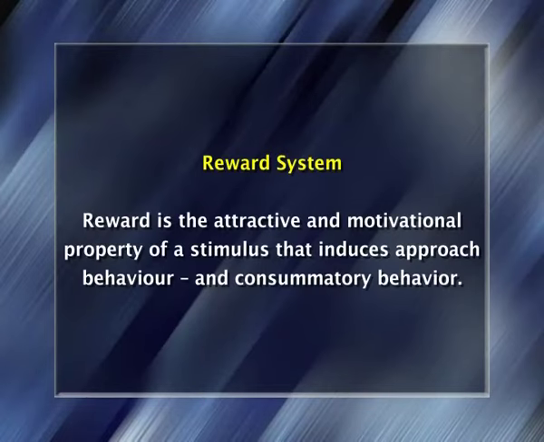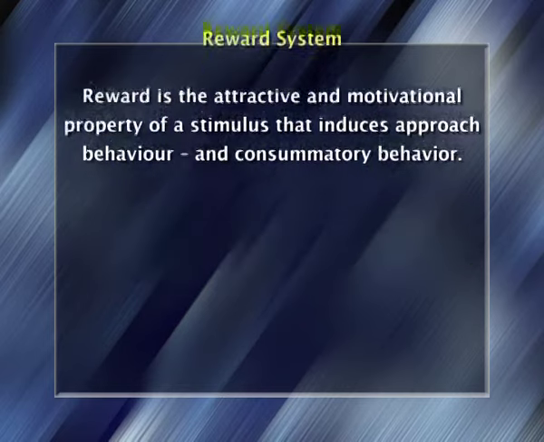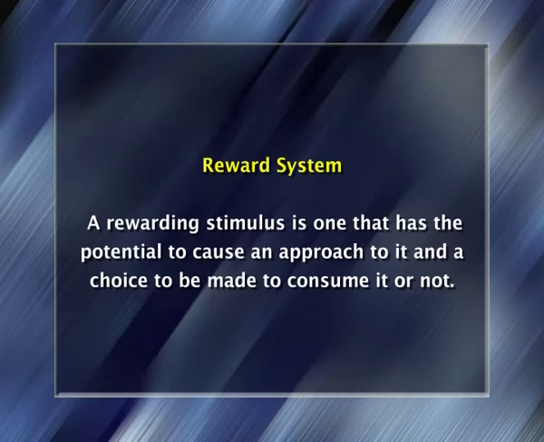In the reward system, reward is the attractive and motivational property of a stimulus that induces approach behavior and consummatory behavior. A rewarding stimulus is one that has the potential to cause an approach to it and a choice to be made to consume it or not. Pleasure, learning, for example, classical and operant conditioning, and approach behavior are the three main functions of reward.